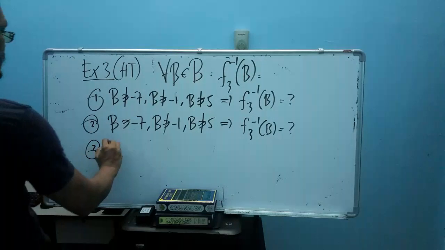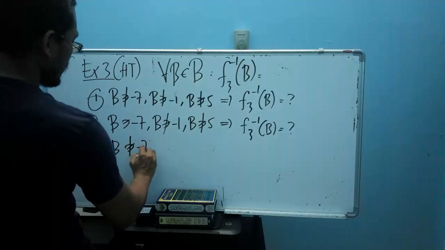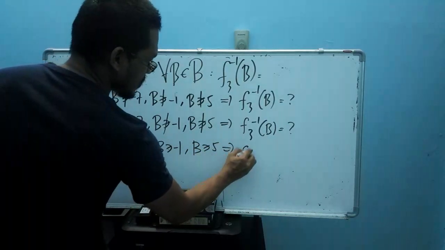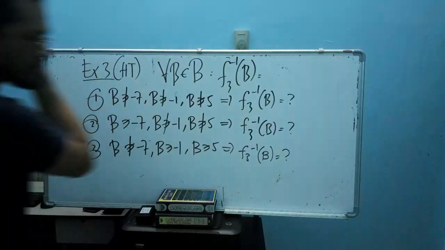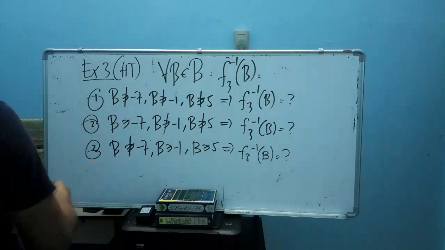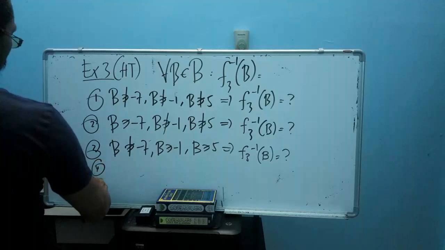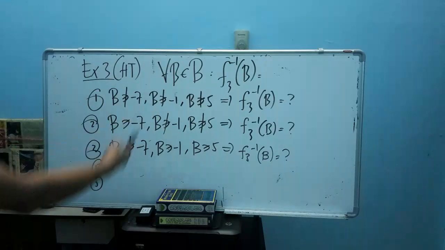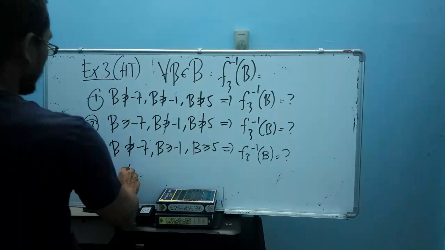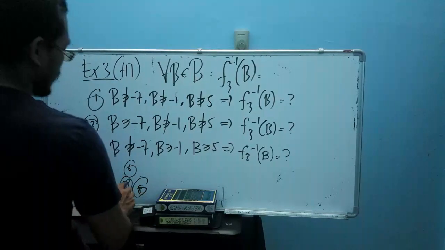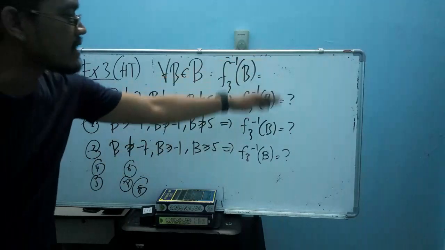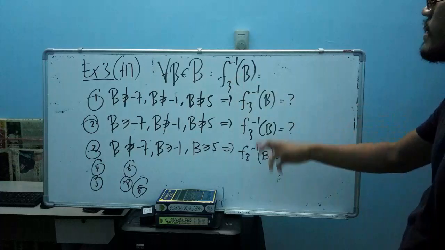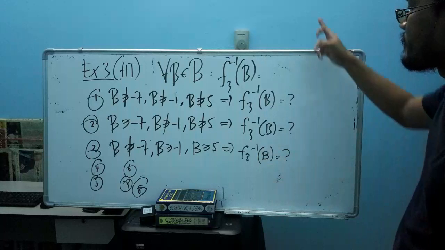Then number 3, I can consider such a Borel set that, for example, doesn't contain -7 but contains -1 and 5. So what is the pre-image of this Borel set? This means you need to consider all types of Borel sets. Number 4, 5, 6, 7, 8. Of course, when your function has 3 values, then you can consider 8 types of Borel sets, and try to find the pre-image of all these types. You will have 8 pre-images.